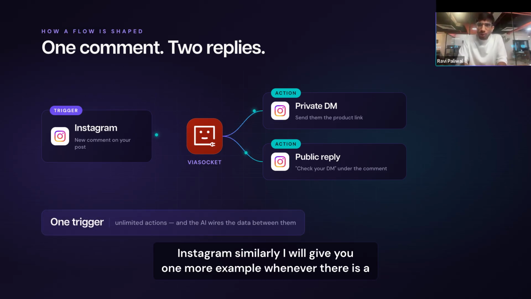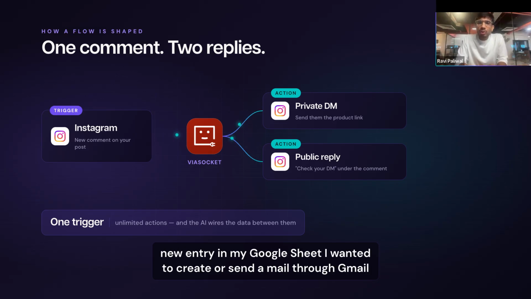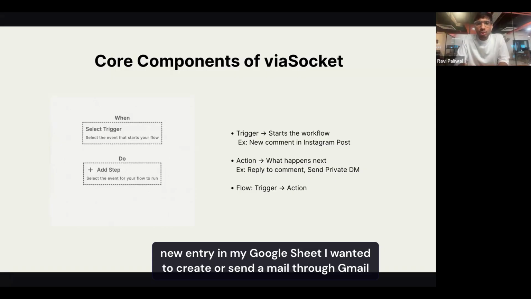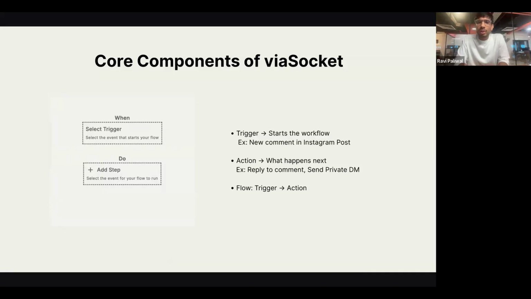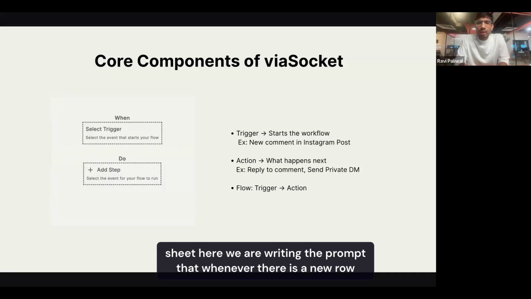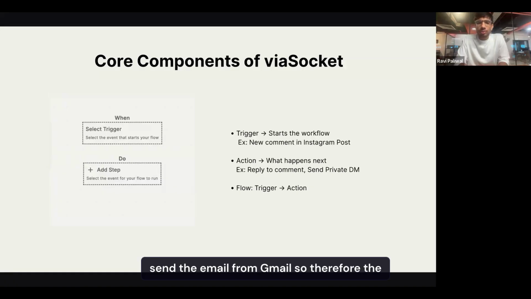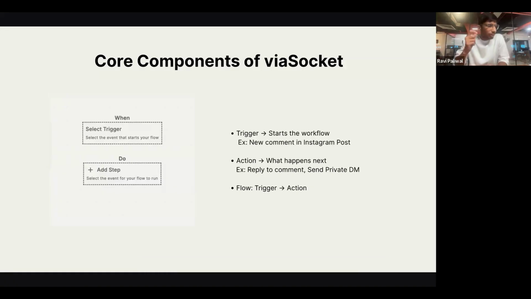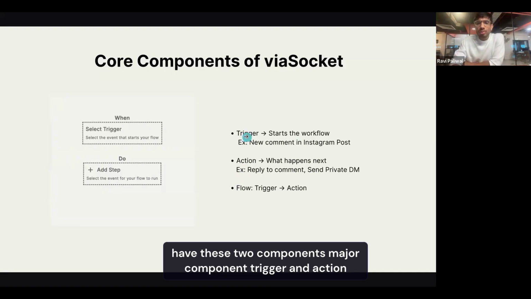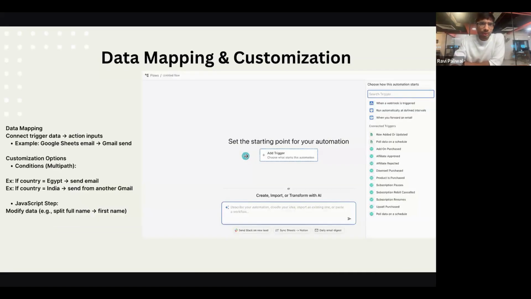Similarly, I will give you one more example. Whenever there is a new entry in my Google Sheet, I want to create or send a mail through Gmail. These are two different applications. The first application, in which we will start the workflow, is Google Sheet. Here we write the prompt that whenever a new row is created, the workflow will start, and what it will do, that's the action. It will send the email from Gmail. Therefore, automation has these two major components, trigger and action.